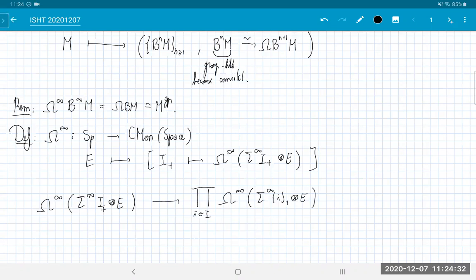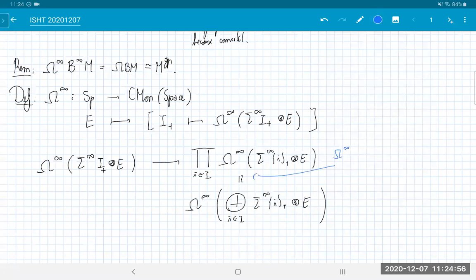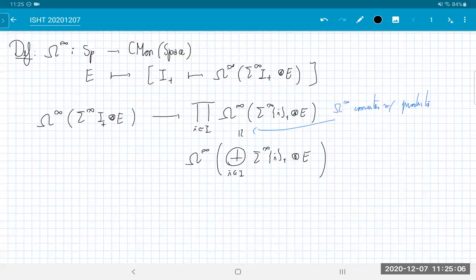The characteristic maps, but this is just, you know, omega infinity definitely commutes with products. And this is a direct sum, because omega infinity commutes with products, since it's the right adjoint. Okay, but now the direct products are also finite coproducts, because spectra has direct sums. And sigma infinity and tensor commute with finite coproducts because they're left adjoint.